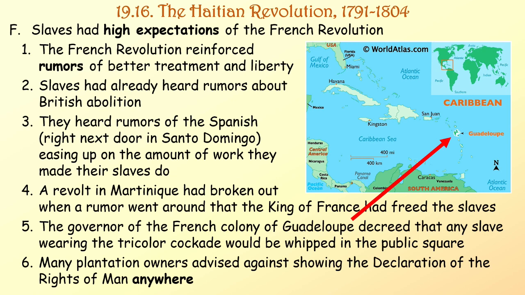Slaves had already heard rumors about British abolition. They heard rumors of the Spanish right next door in Santo Domingo easing up the amount of work they made their slaves do. A revolt in Martinique had broken out when a rumor went around that the King of France had freed the slaves. The governor of the French colony of Guadeloupe decreed that any slave wearing the tricolor cockade would be whipped in the public square. Many plantation owners advised against showing the Declaration of the Rights of Man and Citizen anywhere.